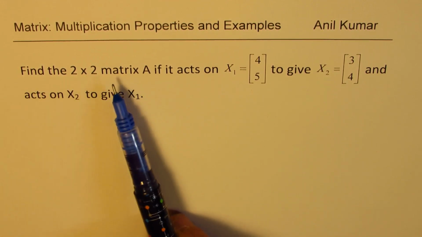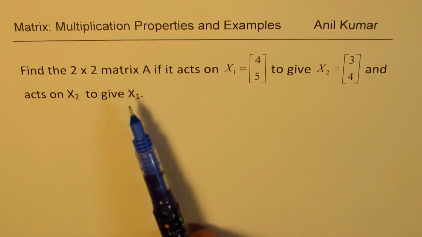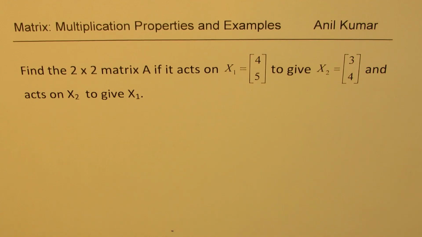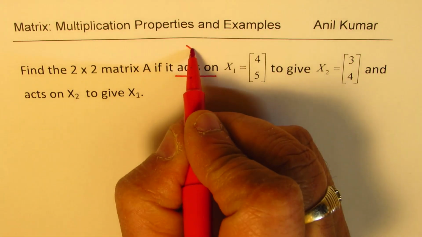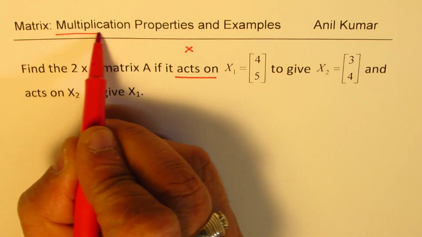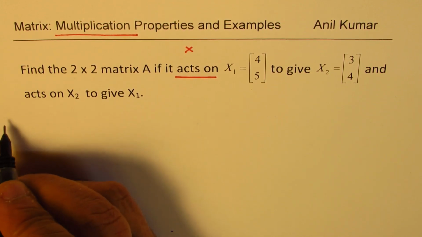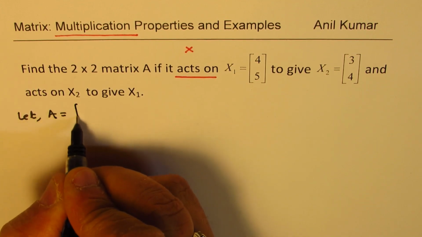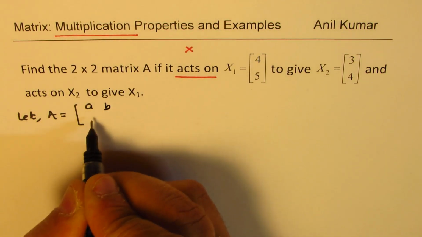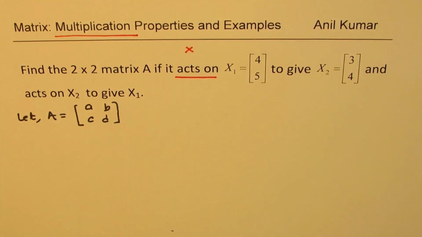So basically we need to figure out what this 2 by 2 matrix A is, which acts on these. When we say acts on, it really means multiplication, right? That's what it means. Now we need to find matrix A. So let matrix A be equal to a b c d, and then we'll write down our equations.